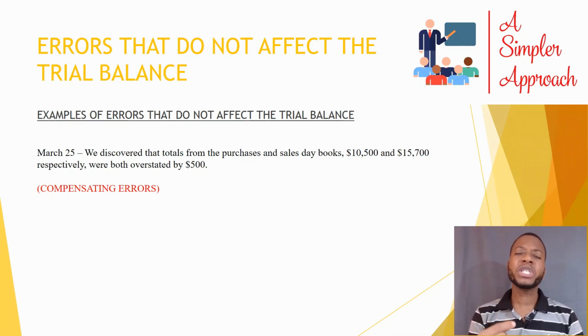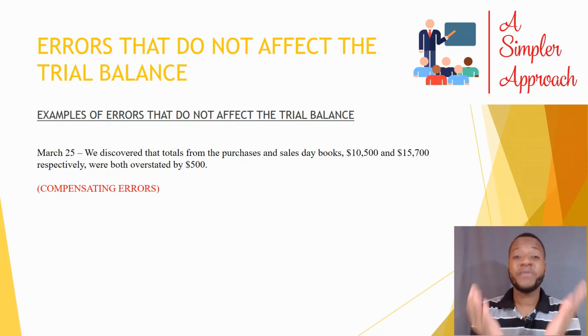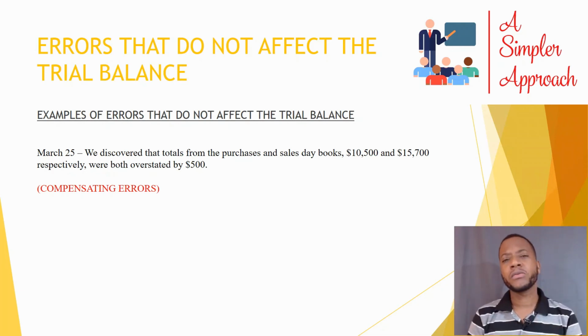Because if it was the purchases account alone that was overstated, then you would have a $500 lapse on the debit side. Okay? And if it was sales, it would be a $500 lapse on the credit side. But it's an error in both accounts. So you find that it just squeezes out. It compensates each other. Okay?